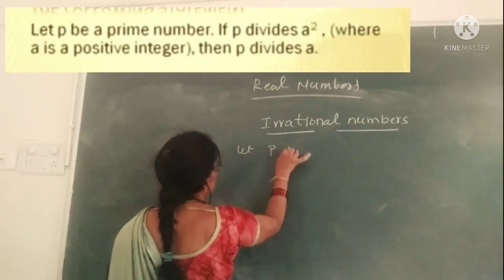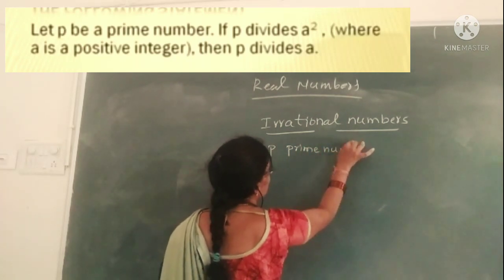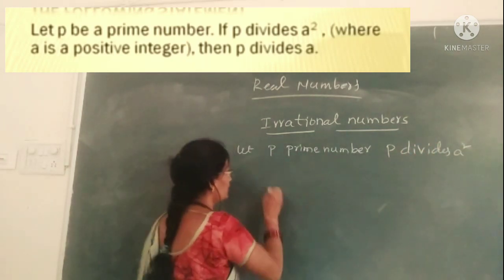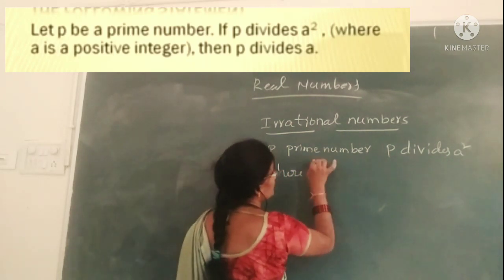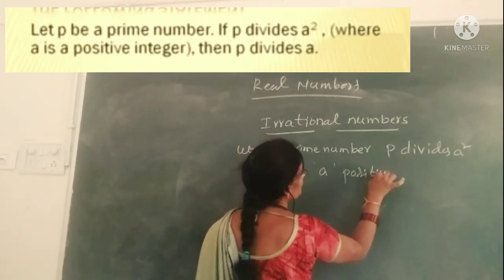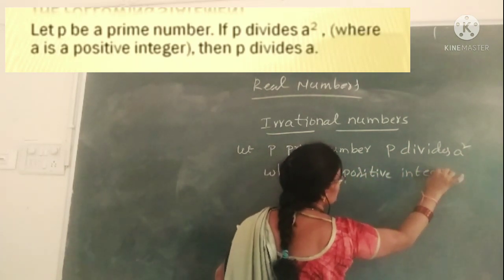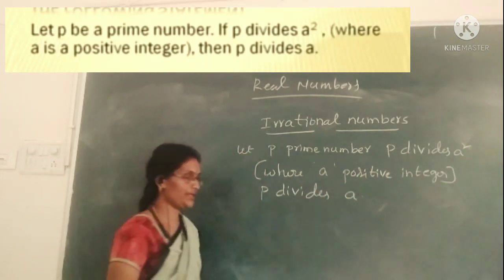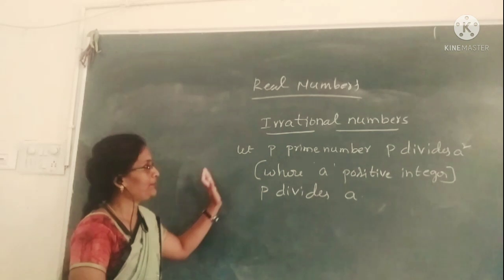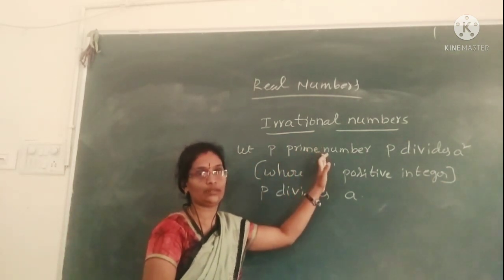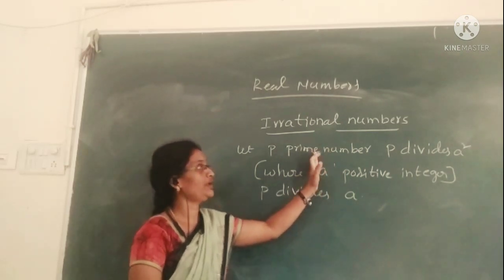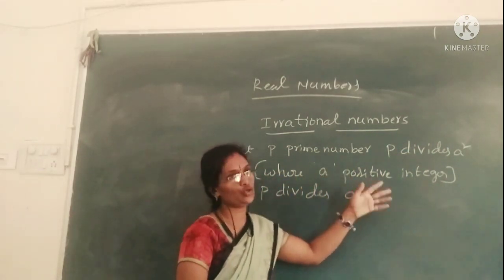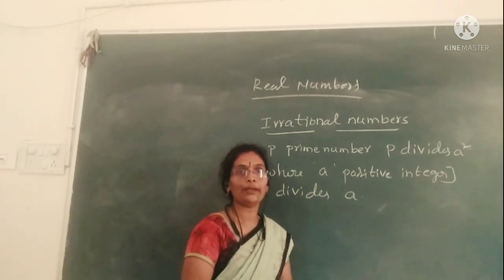Let p be a prime number. If p divides a square, where a is a positive integer, then p divides a. This is the statement. Already we know that for prime numbers, 1 and itself are the only factors. Those numbers are prime numbers. So if p divides a square, where a is a positive integer, then p divides a.